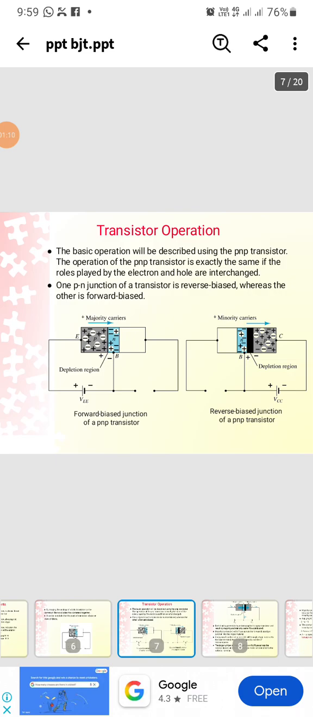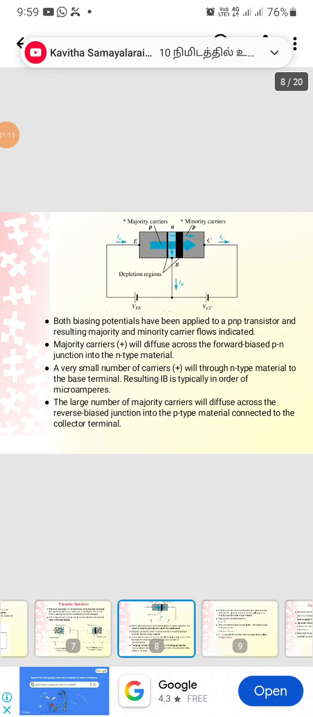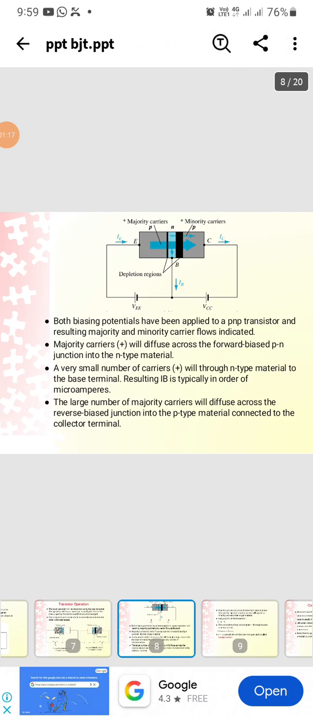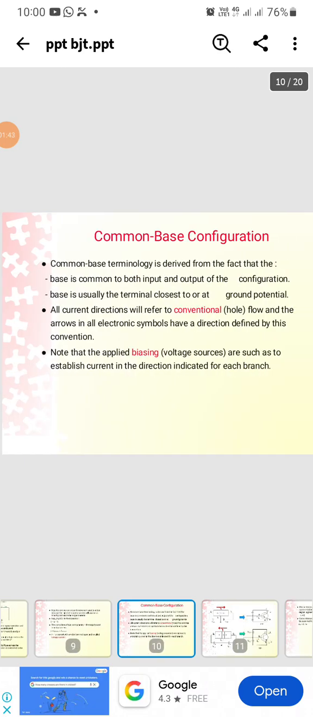The operation of the PNP transistor is exactly the same, with the roles of the electron and the hole interchanged. Both biasing potentials can be used on the PNP transistor, resulting in majority and minority carriers, where the majority occurs at the forward bias, where a very small number of carriers is in the N type material base terminal. A large number of majority carriers occurs at the reverse bias, that is the P type material. Here using the KCL law, we get IE equal to IC plus IB, and the collector current IC equal to IC majority plus IC minority.